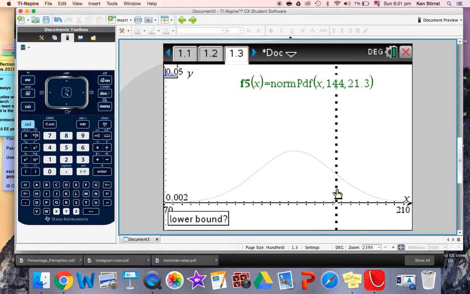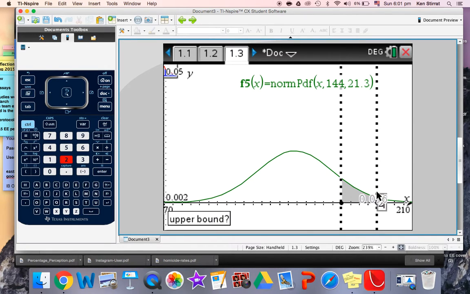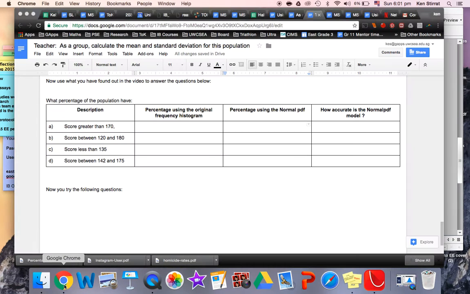So find the area, and can you see down here it's telling me what's your lower bound? Well, the lower bound is 170, and the upper bound is 210, and the integral here says it's 11%. So for our model, 11% of the entire population have an IQ score between 170 and 210. So if we go back to our sheet, greater than 170 was 11%.